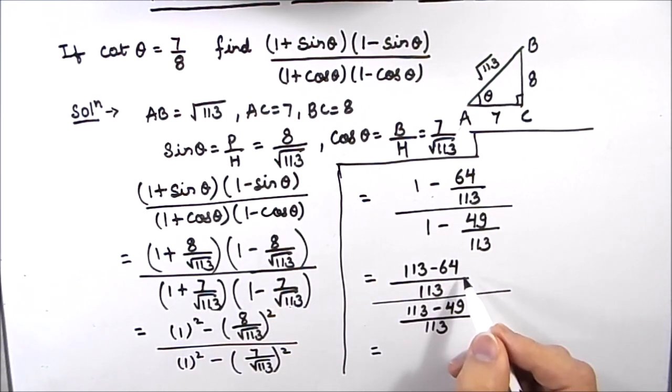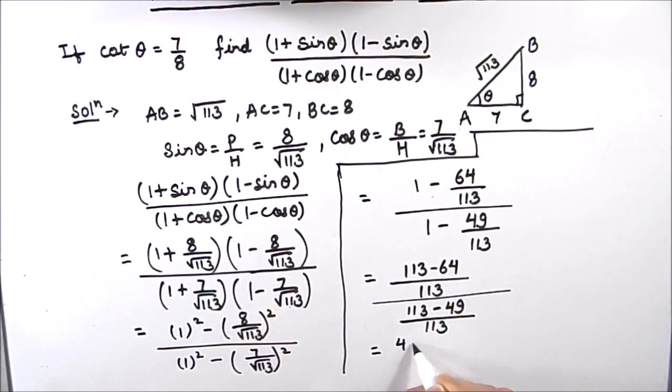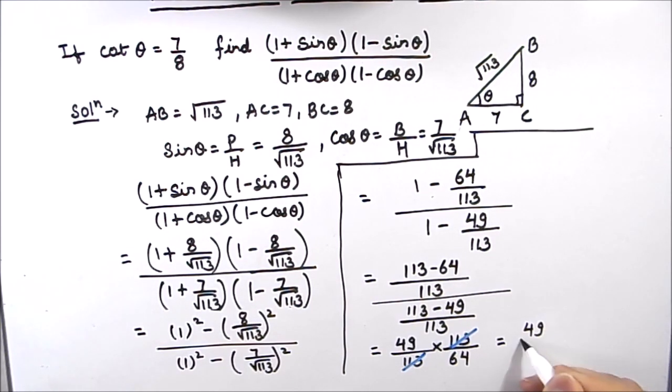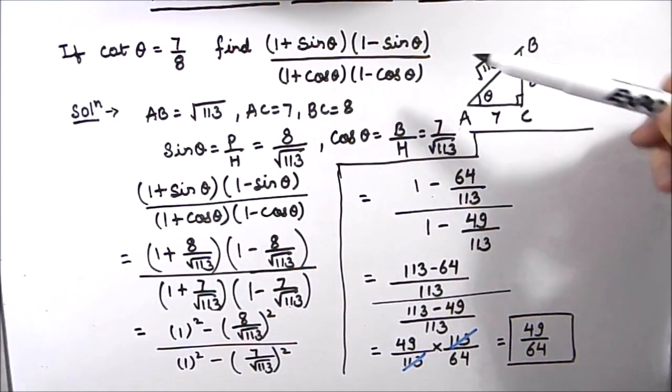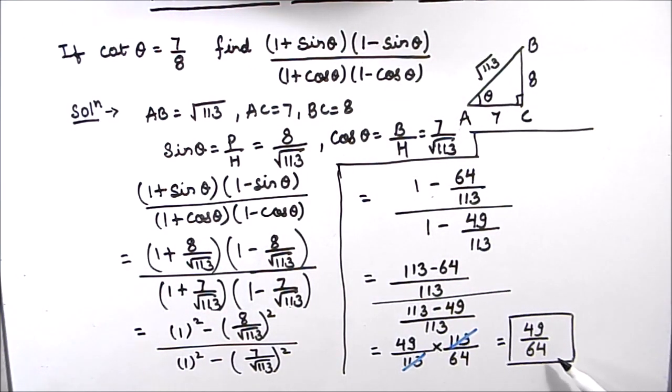So 113 minus 64 is 49 divided by 113. This is fraction division, so we will take the reciprocal of the denominator. So this will be 113 divided by 113 minus 49, which is 64. So this 113 gets cancelled, and we are left with 49 over 64. So the value of this expression is 49 by 64.